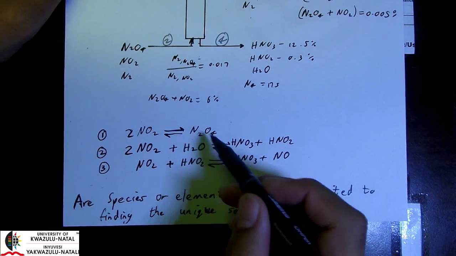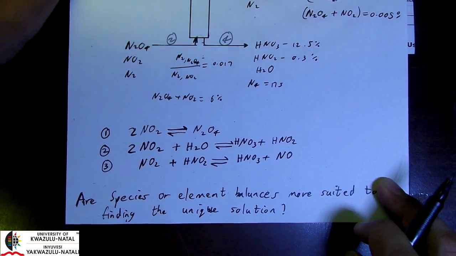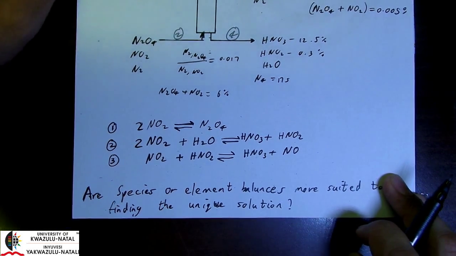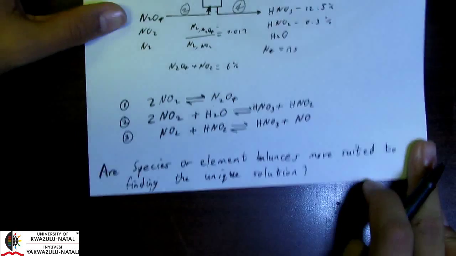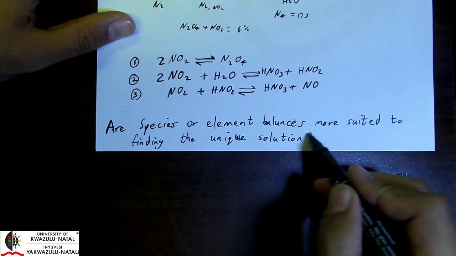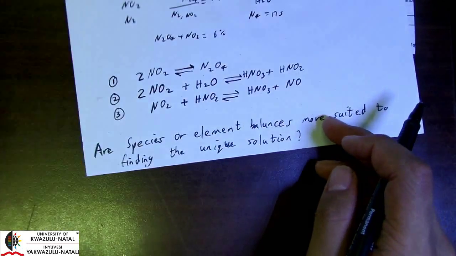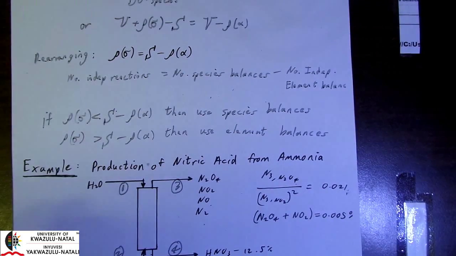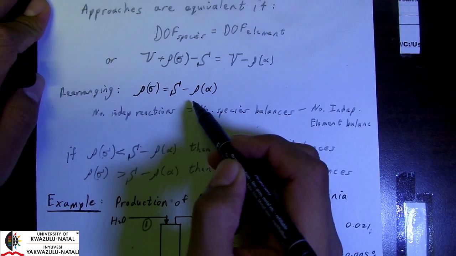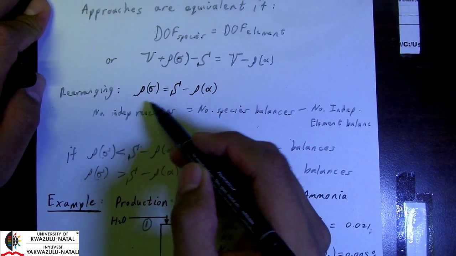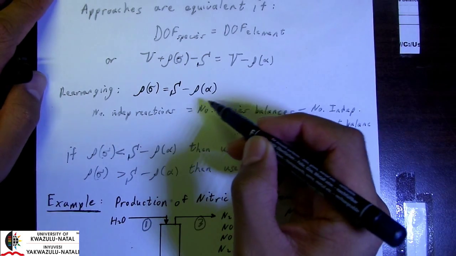In this example, we are also given the actual reaction, so we know the stoichiometry. So it is possible to utilize species balancing or element balancing to solve this problem. So the question is, which is more suitable to find a unique solution? To answer this, we need to find all of our terms in this particular equation. We need to find the number of independent reactions, the number of species, and the number of independent element balances.